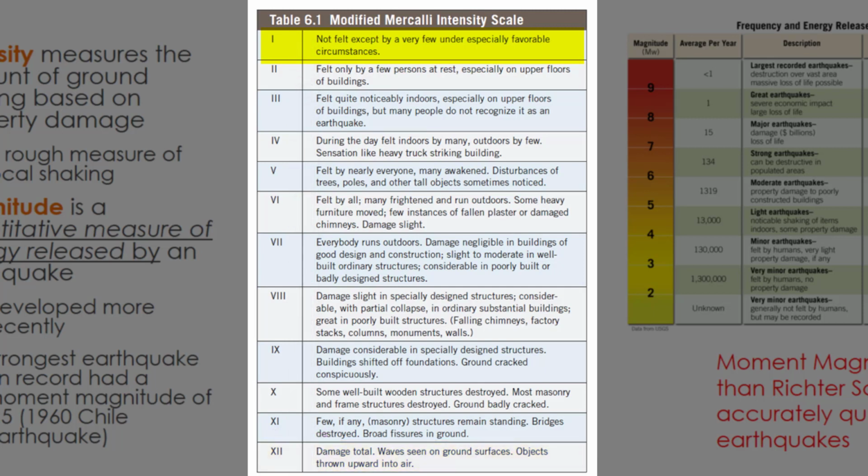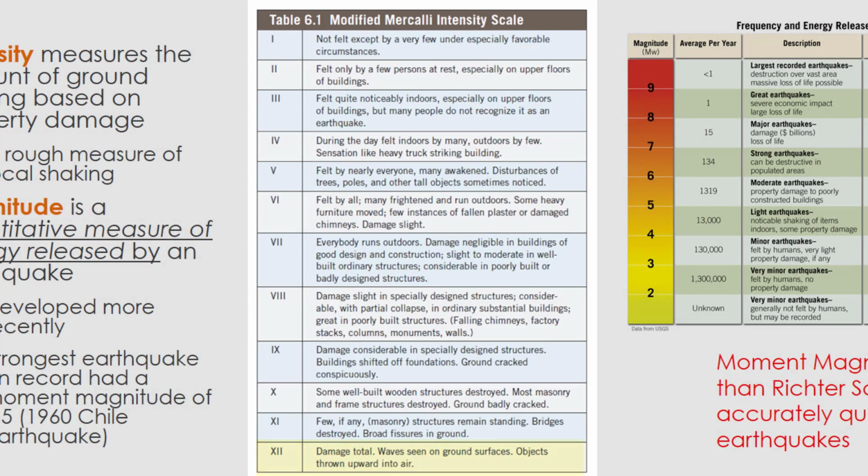For an earthquake that has a Mercalli intensity of 1, you'd barely even be able to feel the earthquake, if you could feel it at all. But if you go to the other side of the table at Roman numeral 12, you would experience total damage. You'd actually be able to see waves forming on the ground surfaces that almost look like ocean waves. And you would see objects literally thrown up into the air.